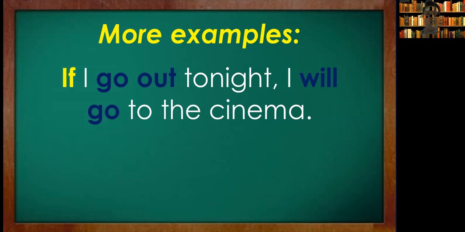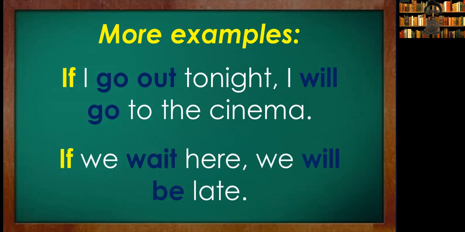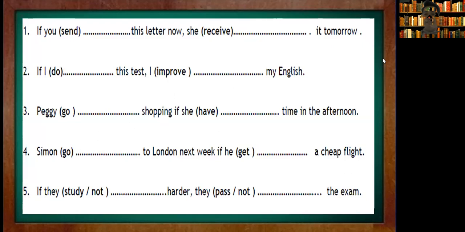That makes a conditional type 1 sentence. Another: if we wait here, we will be late. If, then wait, present simple for our condition clause, will be, future simple for our result clause. So these are our examples. So I believe you are now ready to answer our sample sentences.